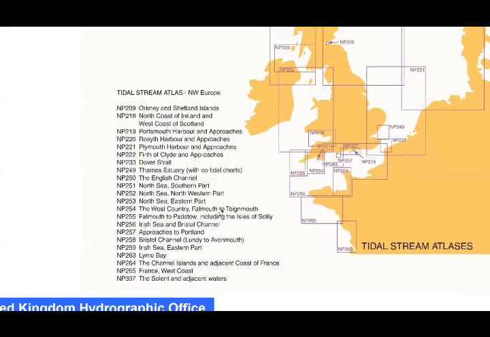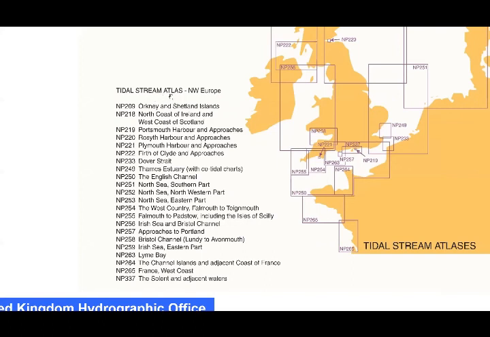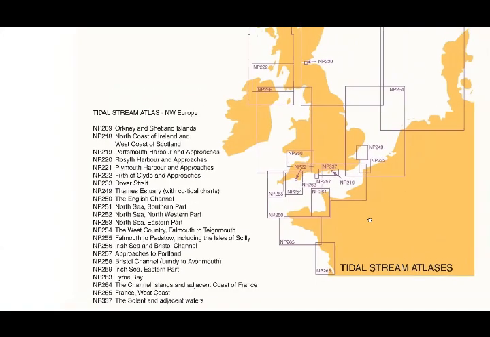Okay, so let's go on. So the tidal stream atlas, there are a lot of numbers, or there are a number of booklets. This is actually a booklet, no? So we have the NP209 up to NP337, and it is described here which part. For example, if you are passing the English Channel, you need NP250, the English Channel. So that is NP250. You can check here, no?